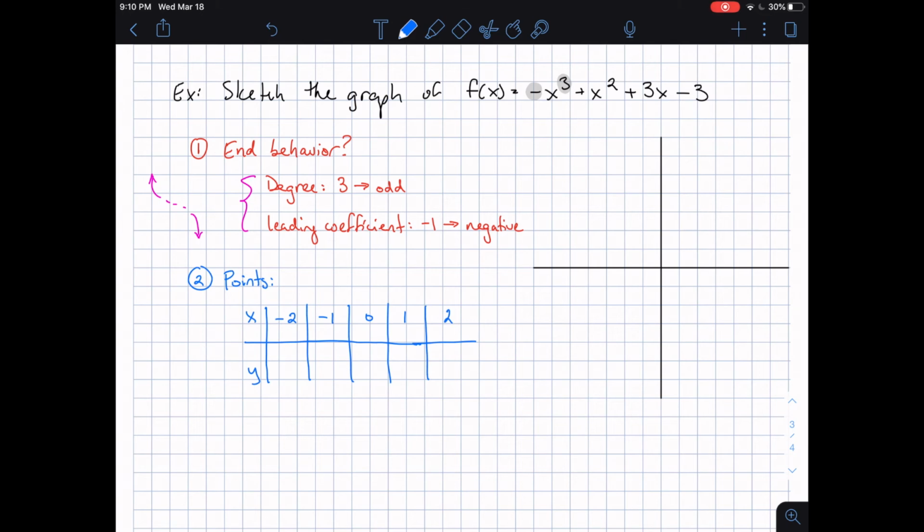I did it on a calculator ahead of time to save myself some time, but if I plug in -2, I get 3. -1 gives me -4. 0 gives me -3. 1 gives 0, 2 gives -1. So now I have a whole bunch of points I can plot. So if I do -2, 3, -1, -4, 0, -3, 1, 0, and 2, -1. All right, well, this is great, but the question is, what do we do with it now?